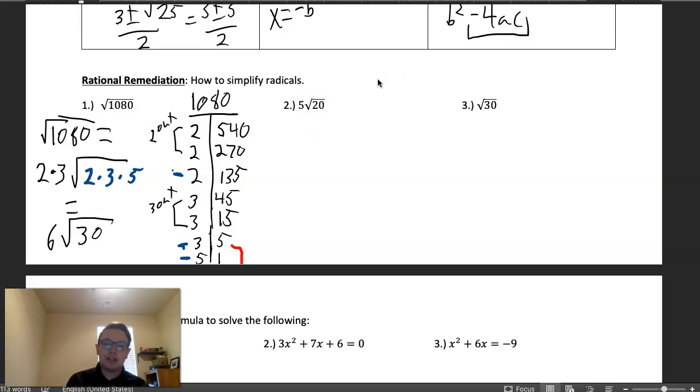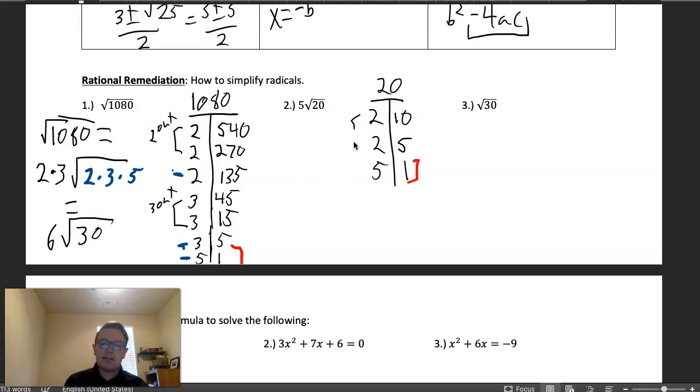We're going to break down the 20 on the inside. So we're going to start by dividing by 2. 20 divided by 2 gives us 10. 10 divided by 2 gives us 5. We can't divide that by 3, so we're not going to. But 5 divided by 5 gives us 1. We're all the way back down to a 1 here.